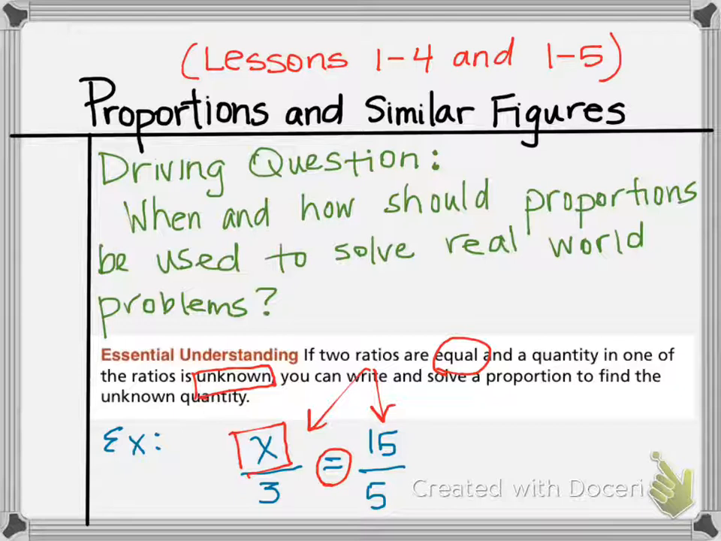So we are going to solve this problem to figure out what x is. That's all this essential understanding is saying. Now, we're not actually going to solve this specific problem, but we are going to learn how to solve them. There's two different methods, and let's get to that now.